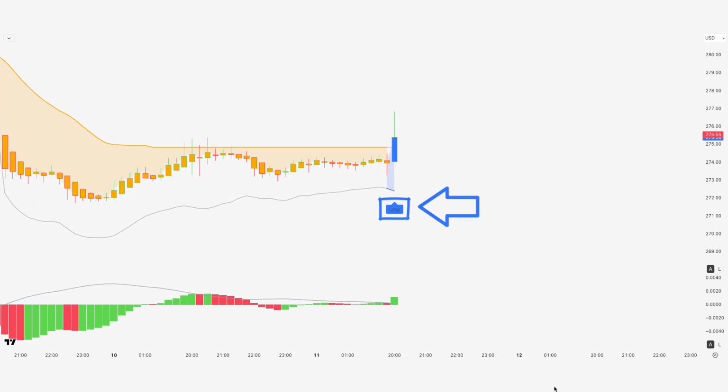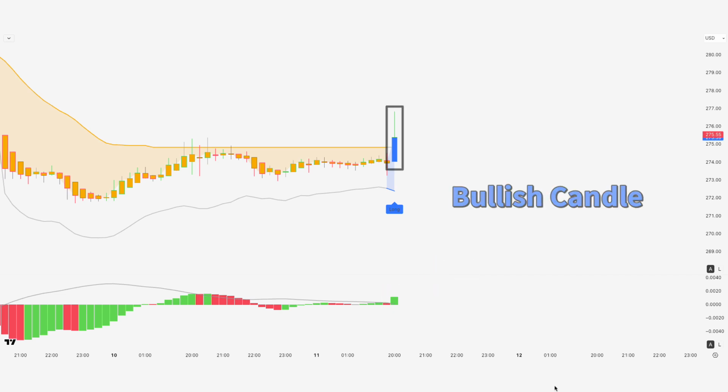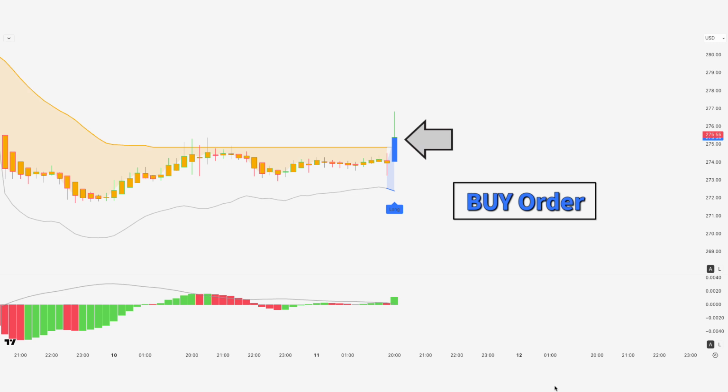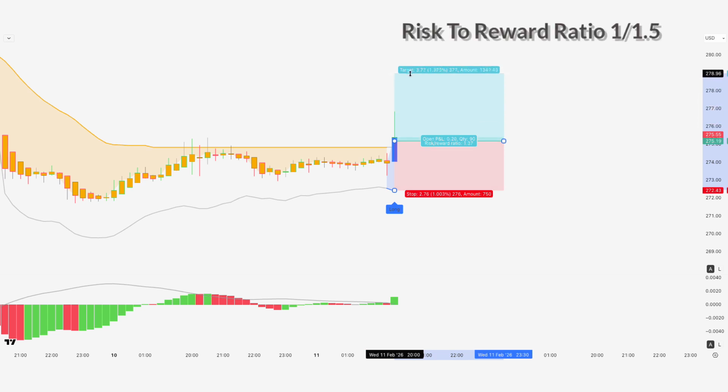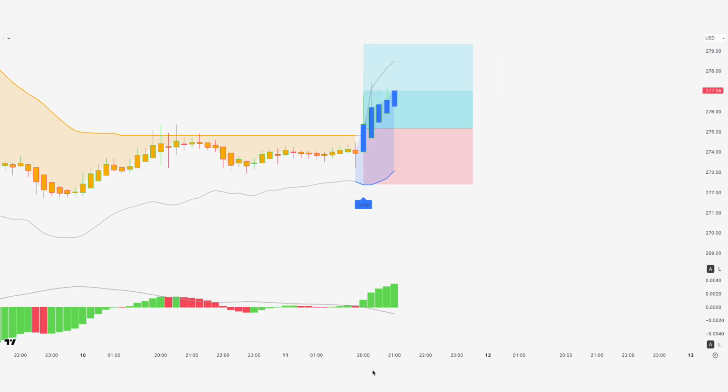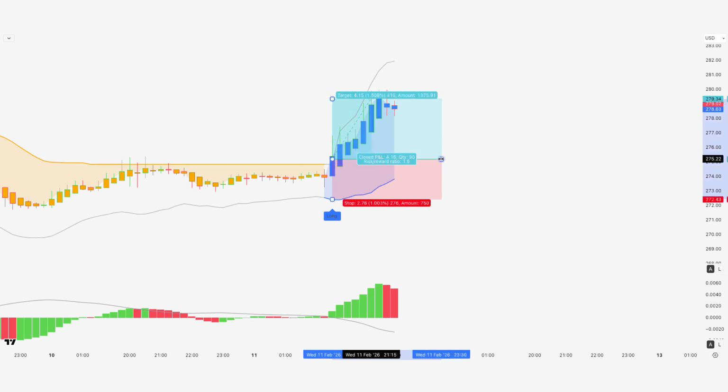When the trend following volatility box of this indicator gives a long signal, when the Brisk shows green columns, and when the market forms a bullish candle, if this condition is fulfilled, then we will place a buy order. Our stop loss is to be placed at the blue line, and the risk to reward ratio will be 1:1.5. The market has completely hit the target.